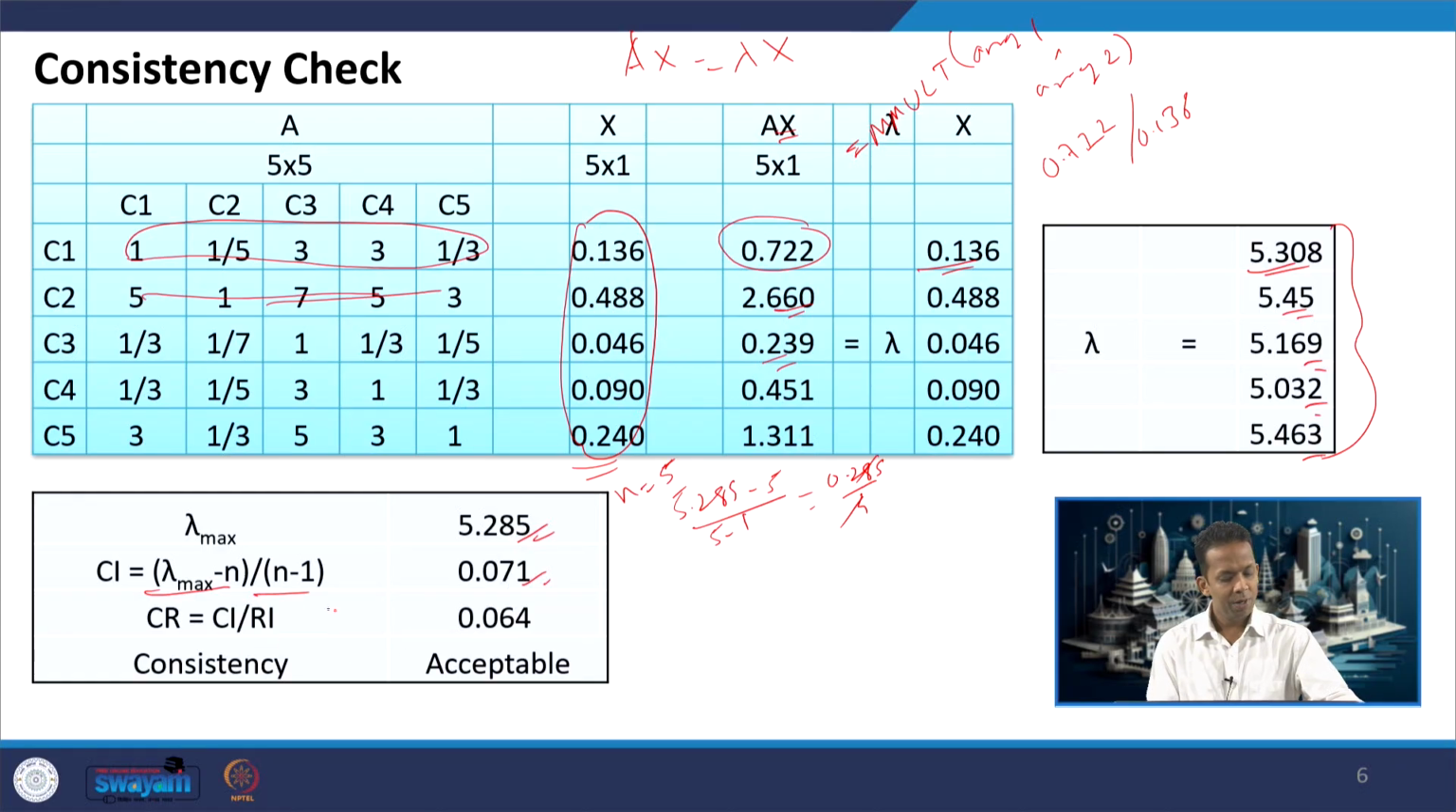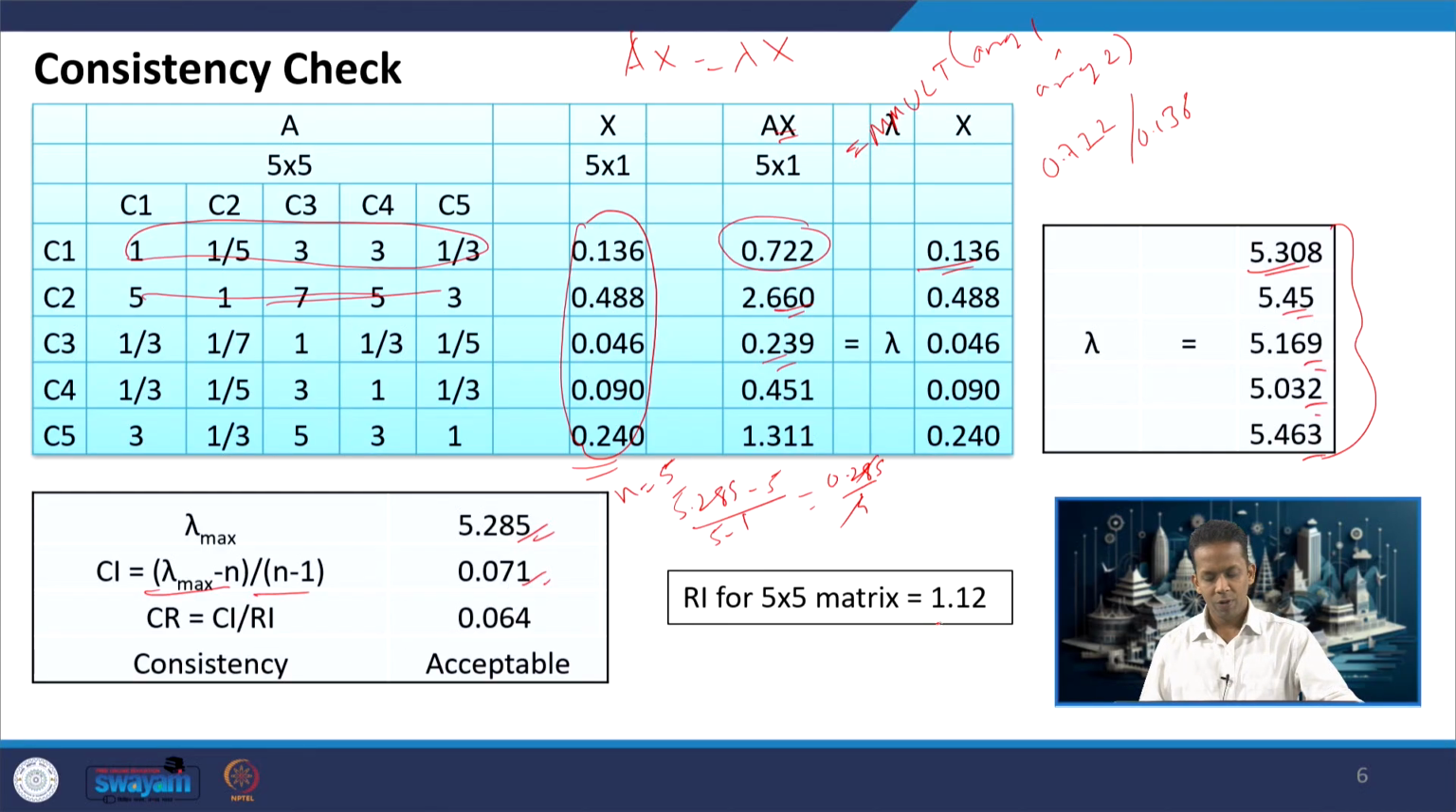And random index for a 5 by 5 matrix is 1.12. This is typically given in the numerical, you do not need to memorize this value. You divide this by 1.12, you get something like 0.06, which is less than 0.1. So, consistency is acceptable. Okay. So, the criteria weights that we got are acceptable. That is the first step.